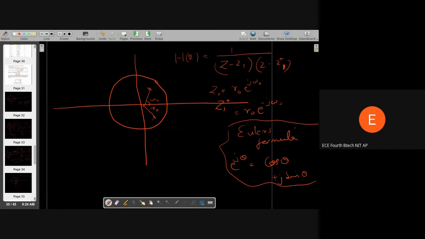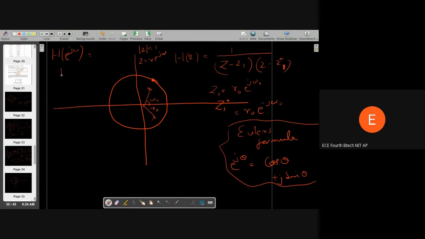We know that, how can you get H(e to the power j omega)? By putting z equal to a point on the unit circle, the Z transform becomes the Fourier transform. When r equals 1, since z equals r e to the power j omega, we'll get the Fourier transform of the signal, or in this case the system impulse function. So we'll put z equal to e to the power j omega, and then what happens?